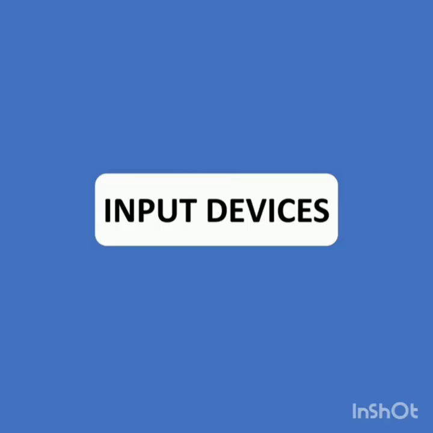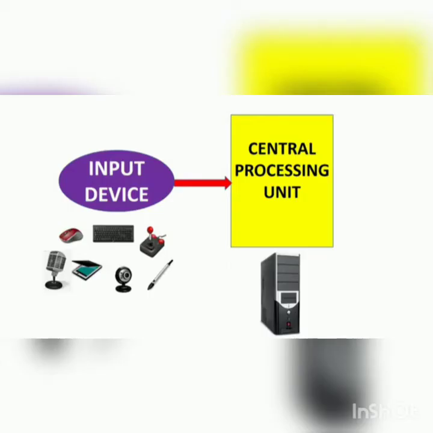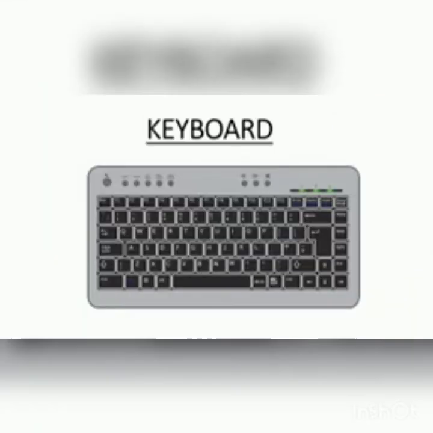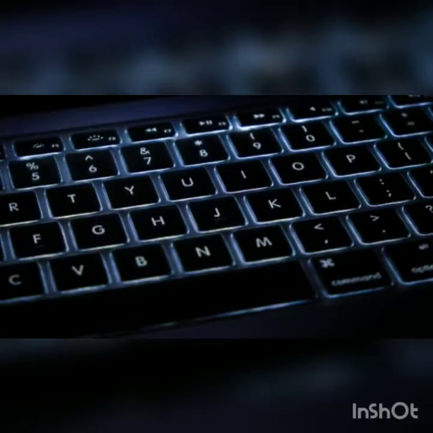Input devices. An input device is used to send data or information to the CPU. It helps humans to either interact with or control the computer. Keyboard. Keyboard is the most common type of input device. It has 104 keys. They are alphabet keys, number keys, function keys, arrow keys, enter key, and many more.